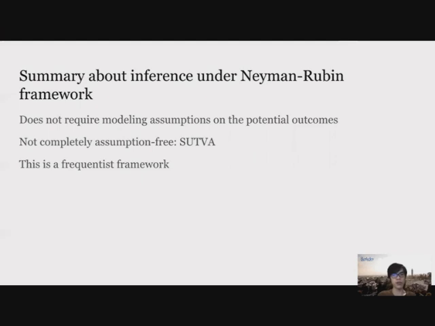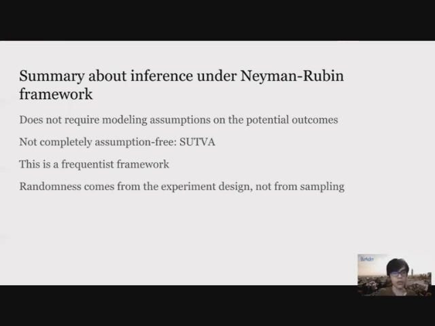And this is a frequentist framework. If you're being Bayesian, you have to have some kind of model. In this case, you don't really have a model. And the randomness, contrary to how we usually think, even from a frequentist perspective, does not come from sampling. Instead, it comes from the design of the experiment. The randomness is in the random assignment of units to either treatment or control. And this randomness is under our control, as opposed to other settings for frequentist inference.